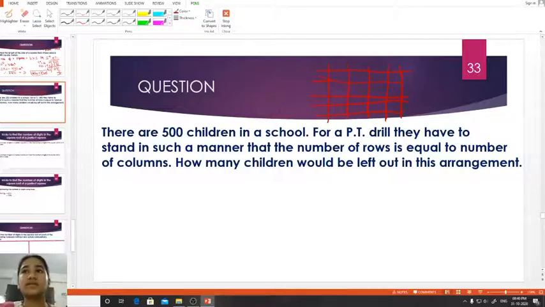Okay, it might seem confusing. Let me explain it. 500 children have to be placed in such a way that the number of rows equals the number of columns. I think that is understood. And how many children will be left out in this arrangement? Don't you think we have to check whether this is a perfect square or not? Check if it is a perfect square.